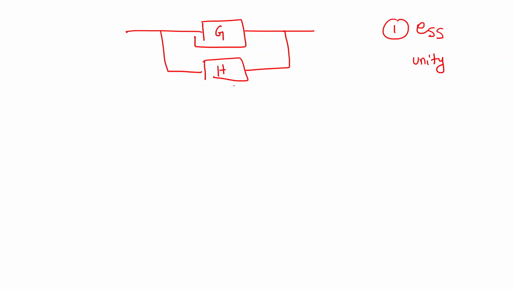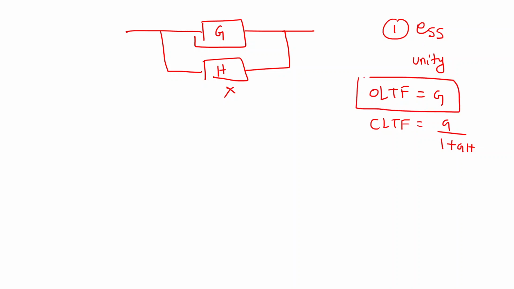Let's say you forget this H. Then what is the open loop transfer function, sir? The open loop transfer function is G, right? This is the open loop transfer function. What is the closed loop transfer function of this one? G divided by 1 plus GH, right? So whenever you are finding steady state error, you take the open loop transfer function, not the closed loop transfer function. I'm telling the shortcut, sir. Okay, you got my point?